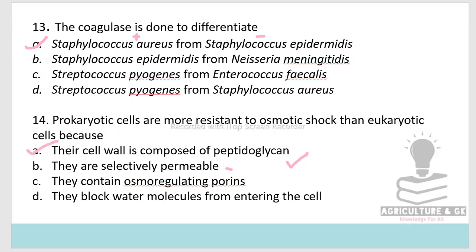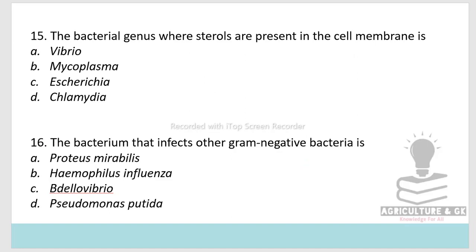Now moving next. The bacterial genus where sterols are present in the cell membrane is Vibrio, Mycoplasma, Escherichia, Chlamydia. So, sterols are present in the cell membrane of Mycoplasma. So our answer will be option B.